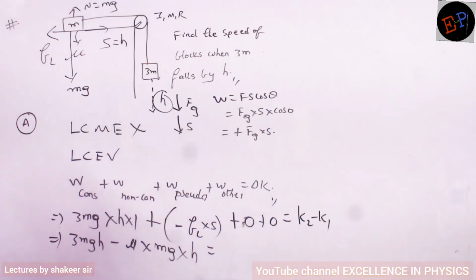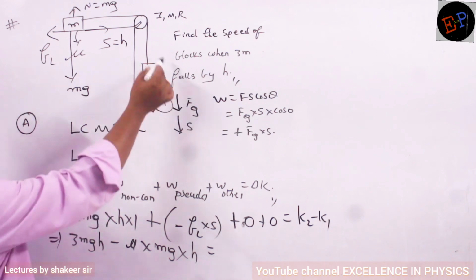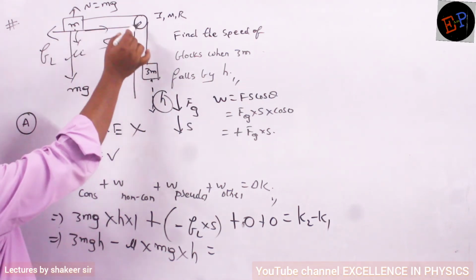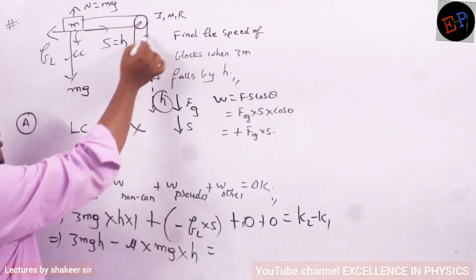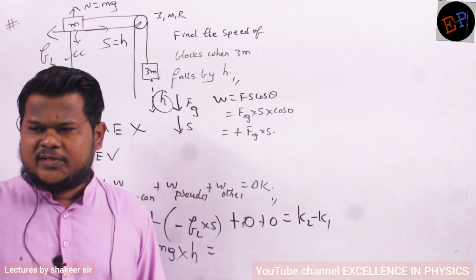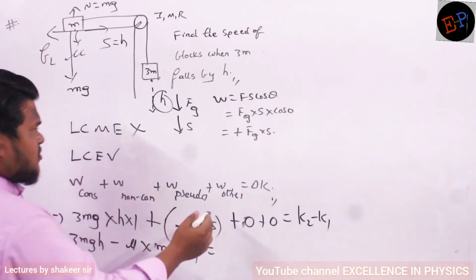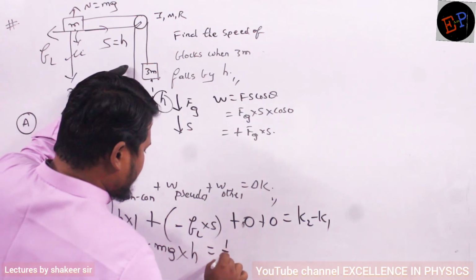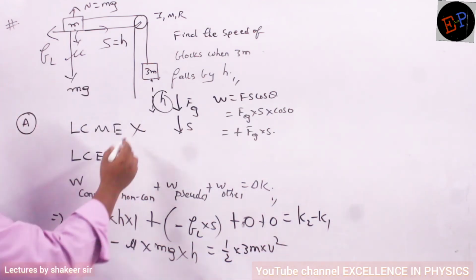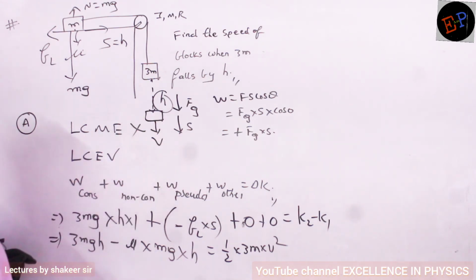Final kinetic energy will be present for how many bodies? This will have a velocity of v, no? This also will have the same velocity, no? Because they are connected by the same string. And the pulley also will be rotating with a particular angular velocity, no? So all the three bodies will have final kinetic energy. So the final kinetic energy of 3m is half into 3m into v square.